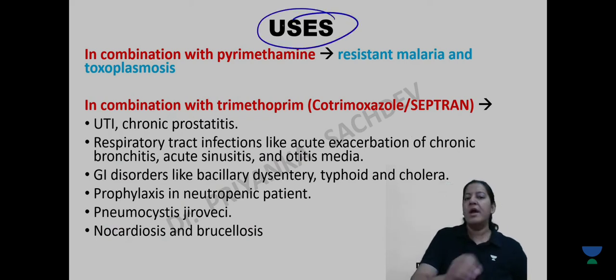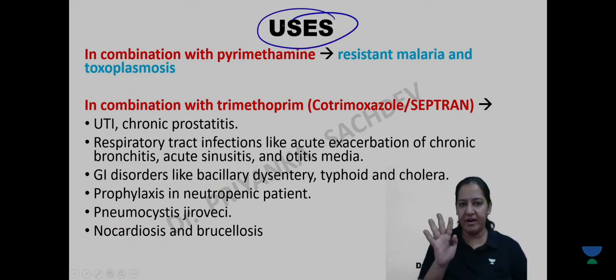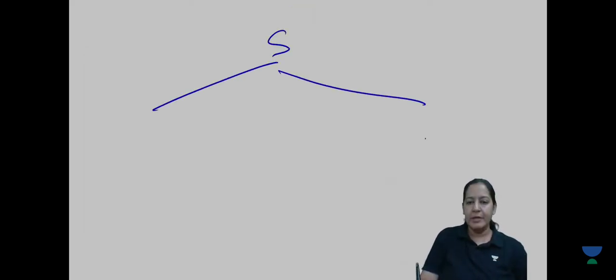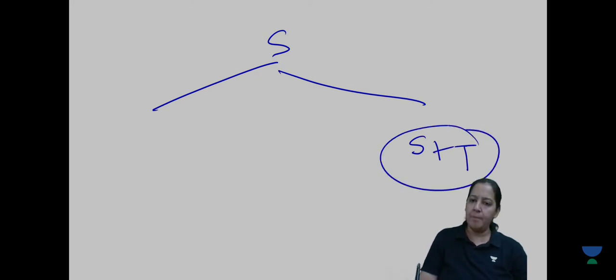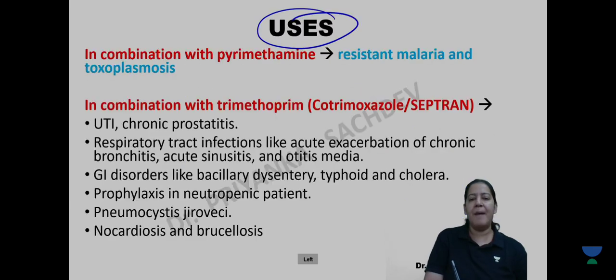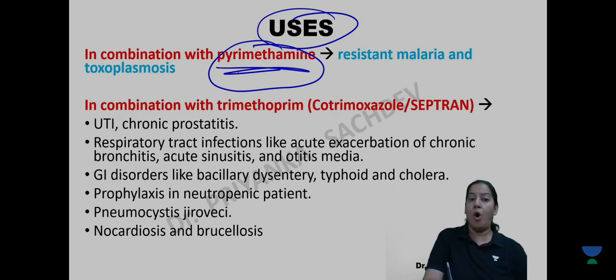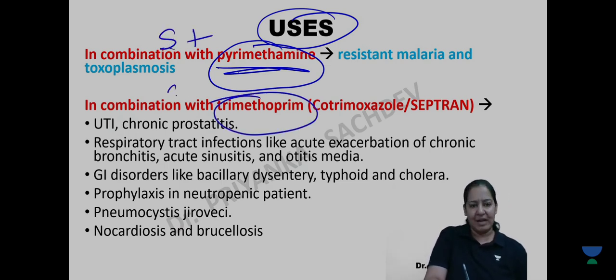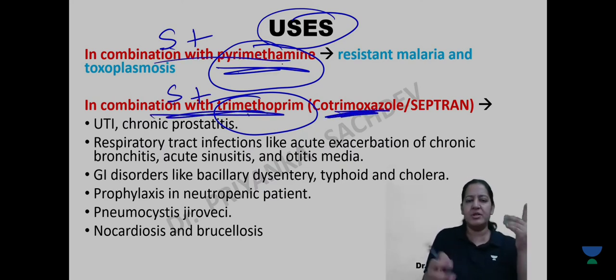Coming to the uses, as I have told you, it is never used alone. Sulfonamide is mostly used with trimethoprim, and the combination is known as cotrimoxazole. Cotrimoxazole, I guess everyone knows it. And the second combination, sulfonamide is used with pyrimethamine. Either it is used in combination with pyrimethamine or it is used in combination with trimethoprim. So sulfonamide plus pyrimethamine and sulfonamide plus trimethoprim. The trimethoprim combination is known as cotrimoxazole. But for the first combination, there is no peculiar name.